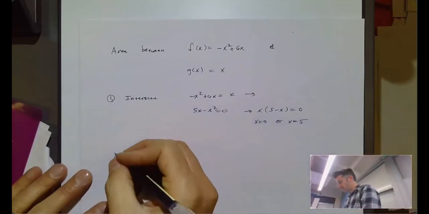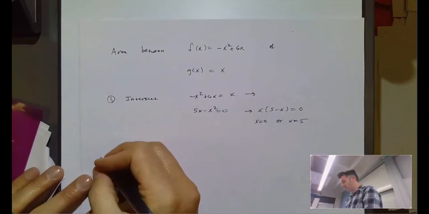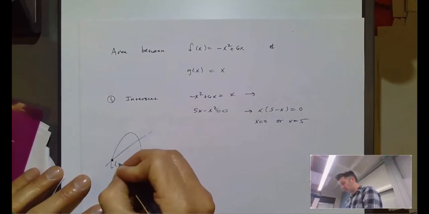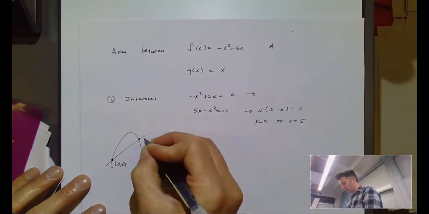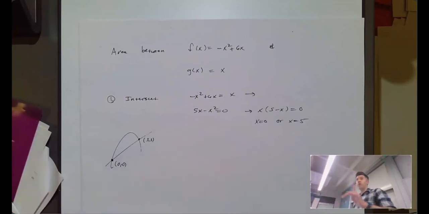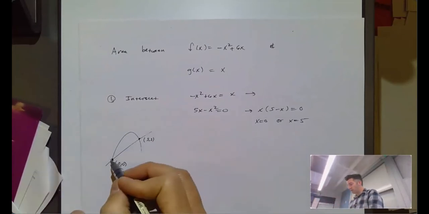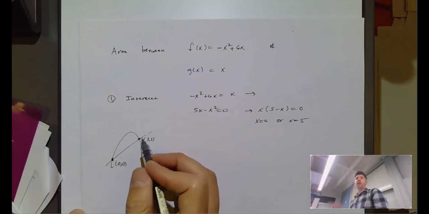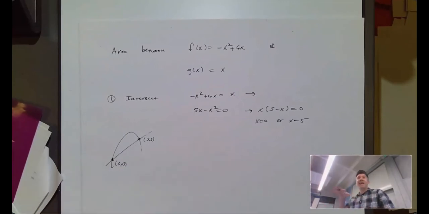So I'm going to pretend like I don't know which function's on top and which is on the bottom. Here they intersect at 0, 0 and at 5, 5. I've drawn them this way, but I don't actually know which one's on top. But here's what I do know. If they only cross at these 2 points, between those 2 points, one of them is always above the other one, right? They don't cross again.